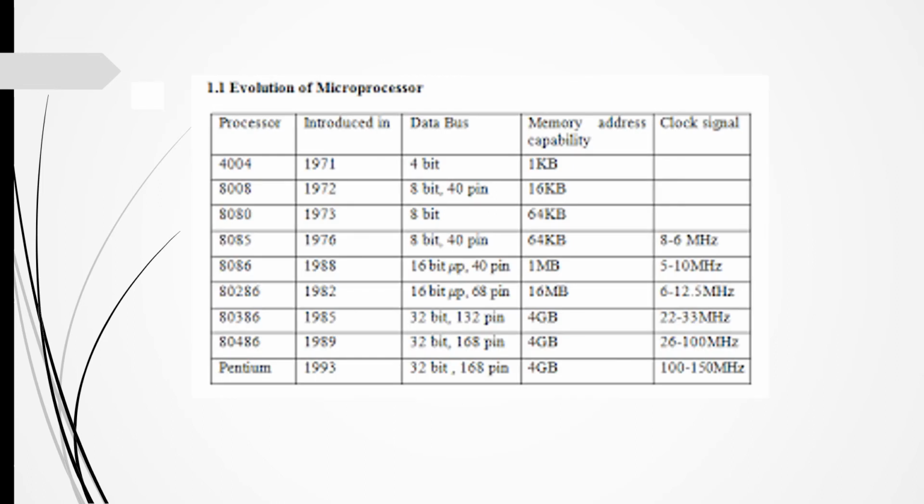Here you can see evolution of microprocessor. Here you can see different types of microprocessors. Then introduced in which year, then data bus, memory address capability and clock signal.